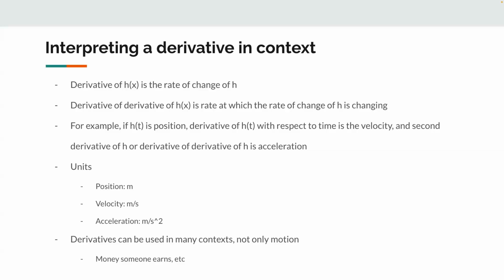So here let's look at units. First, h of t, position, is just meters, then velocity is meters per second, and the acceleration is meters per second squared. Also note that this is just one context of derivatives. It can be used in many contexts, not only motion. For example, how much money someone earns. You can find the rate at which the money someone earns is changing.